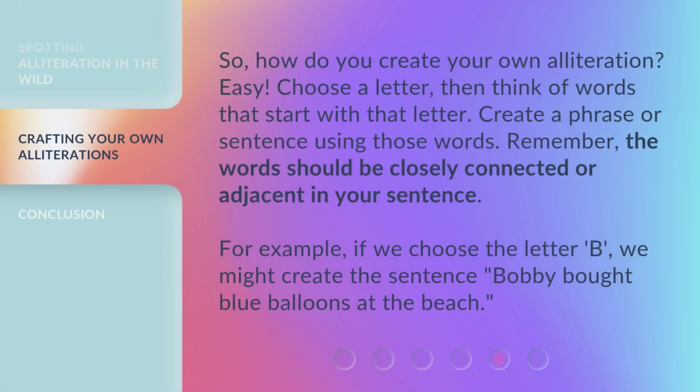So, how do you create your own alliteration? Easy. Choose a letter, then think of words that start with that letter. Create a phrase or sentence using those words. Remember, the words should be closely connected or adjacent in your sentence. For example, if we choose the letter B, we might create the sentence, Bobby bought blue balloons at the beach.